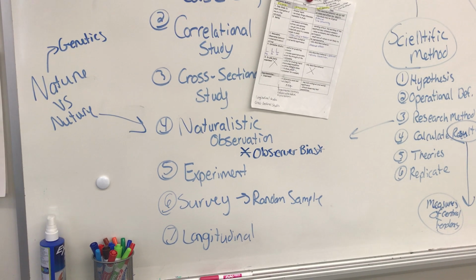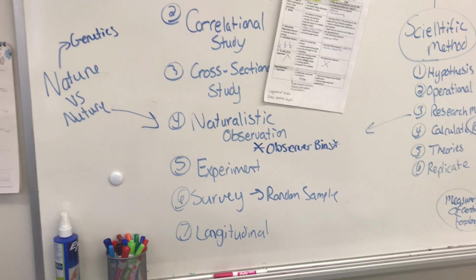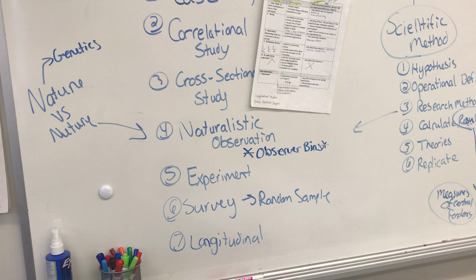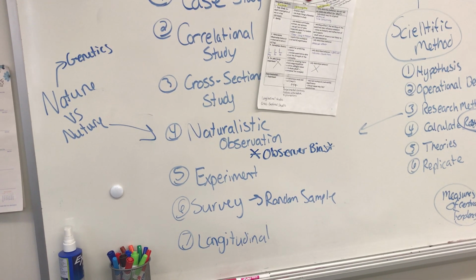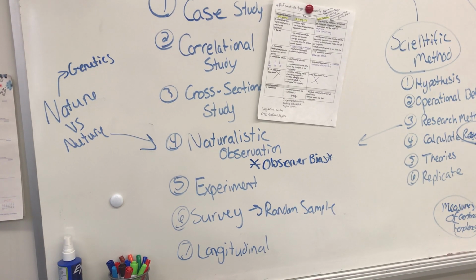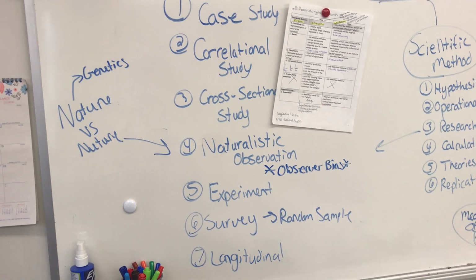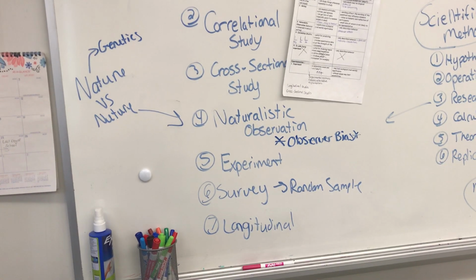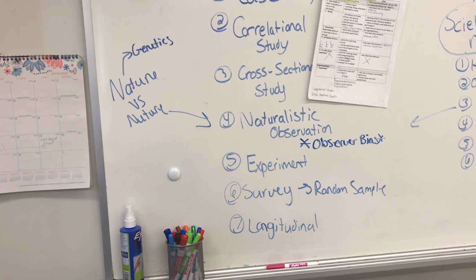Then we also have a naturalistic observation, and that's where you're observing someone in their natural environment. What are they normally doing? Again, remember, observer bias is a problem. You have to make sure that the people don't know you're watching them, and they don't change their behaviors. If they find out you're watching them, they're definitely going to change, and that could be a problem. Also, we want to make sure we don't have any bias ourselves when we observe somebody, so we can't have any preconceived notions. We're simply just seeing their actual behavior.